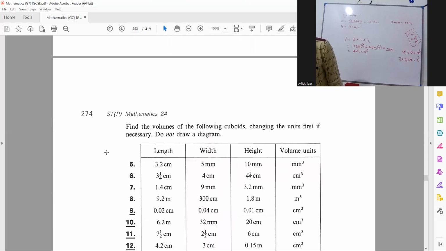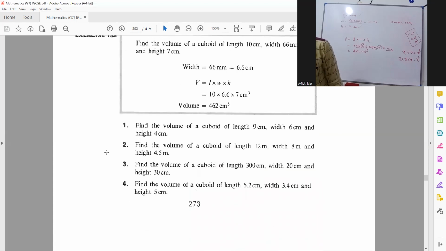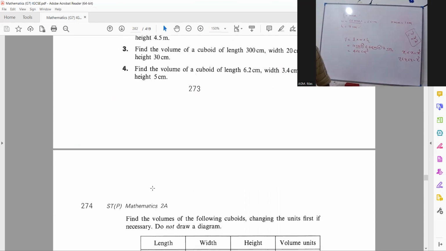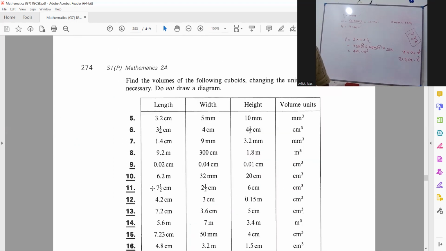Right. Let me explain this question. Fourth question. Find the volume of a cuboid of length 6.2 centimeter, width 3.4 centimeter and height 5 centimeter. Here you don't need to perform unit conversion. Everything is given in centimeter. So you just have to multiply 6.2 into 3.4 into 5. That's it.